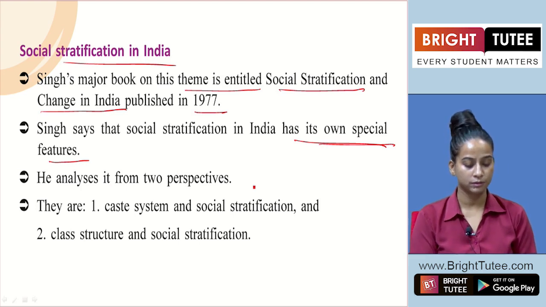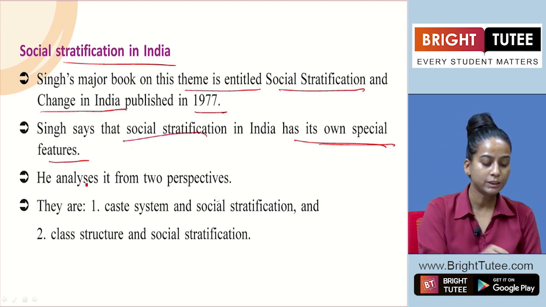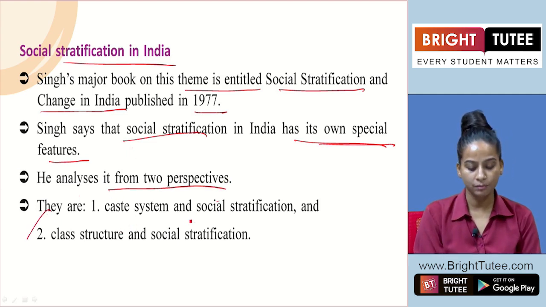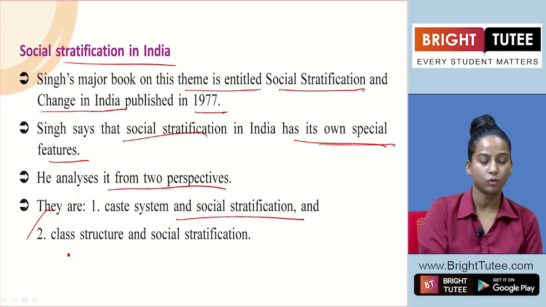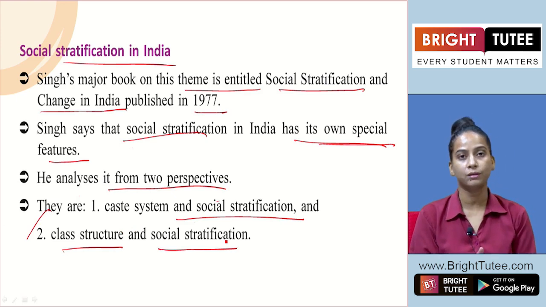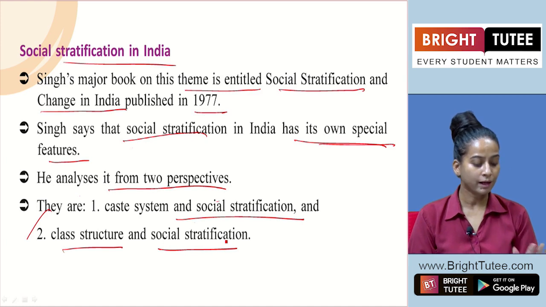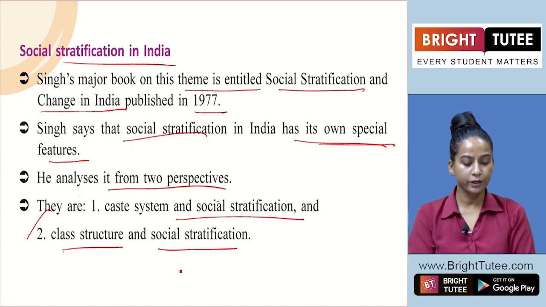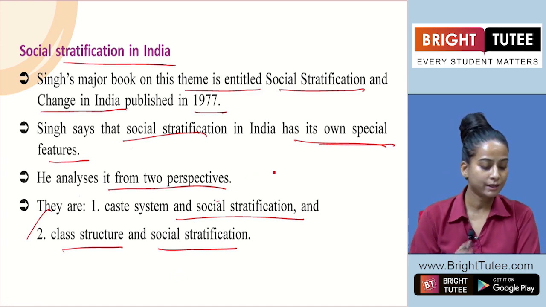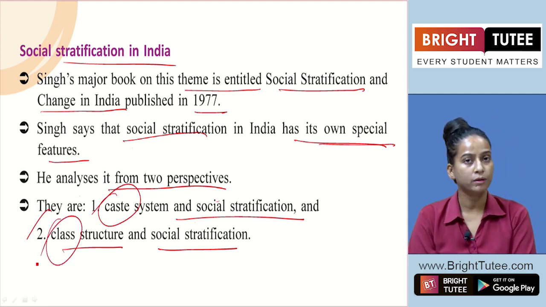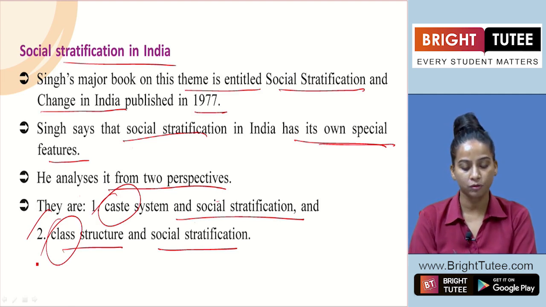He analyzes this social stratification from two different perspectives. The first one is caste system and social stratification, and the second one is class structure and social stratification. That is, how based on the caste system the society was divided and how based on class structure the society was divided. According to Singh, both caste and class are two main important principles of stratification which have existed in the Indian social system.